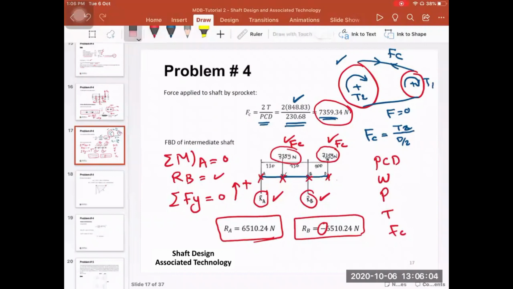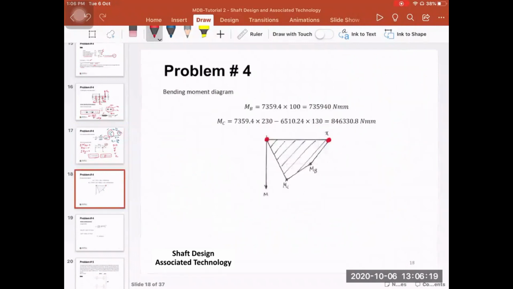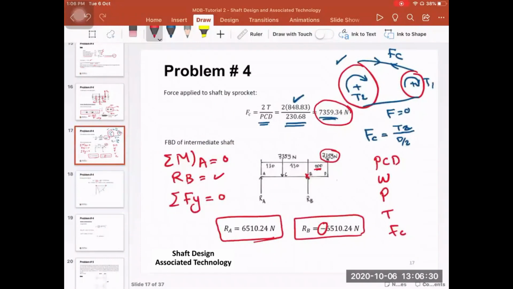Let me just get rid of this so that you see what is here. Okay, so the bending moment at point B is equal to this force multiplied by this distance. So it is simply the chain force multiplied by 100. So this is the bending moment at point B. If I calculate the bending moment at point C from the same side, it is this force here multiplied by this distance.